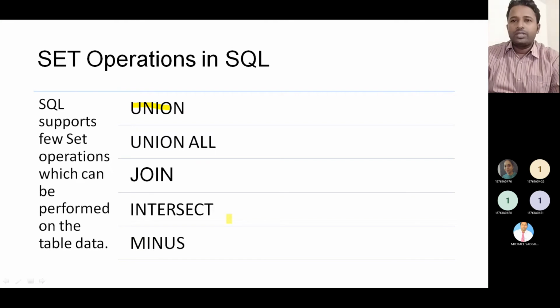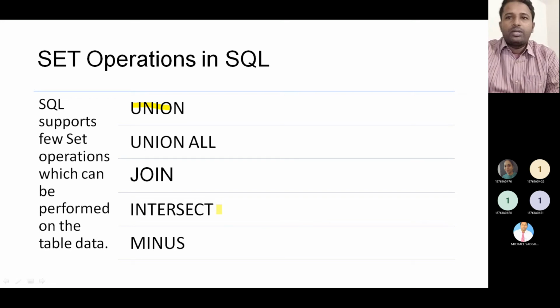Let us discuss set operations in SQL. Set operations in SQL.